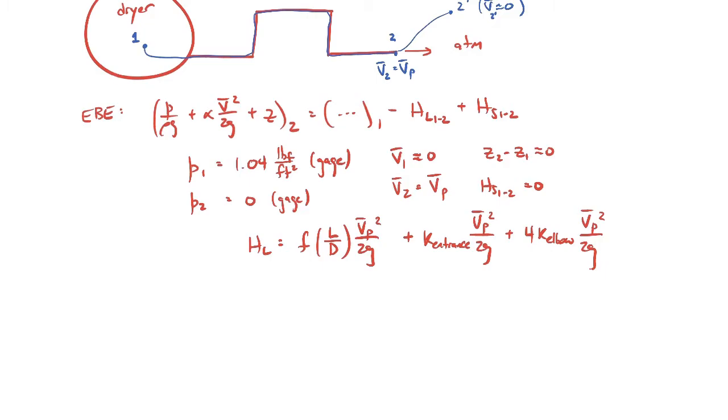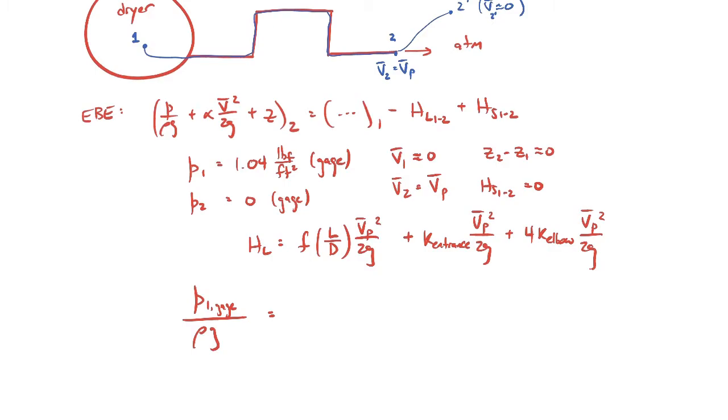Let me write this out. We'll have the pressure at 1, in terms of the gauge pressure, all over rho g. That's going to be this term here. And then I'll bring this head loss term over to the left-hand side and combine it with the velocity head term here.